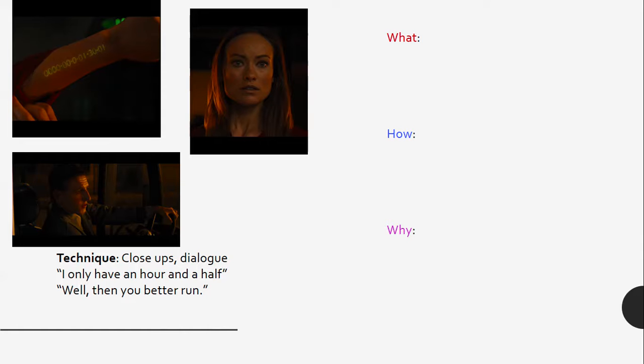So our next one is a combination of using close-ups and dialogue. Rachel's just getting on the bus, and the bus driver tells her that it's more expensive, so she can't afford it. She says, I only have an hour and a half. And he says, well, then you better run. So we have these close-ups of her clock and her face, and then the bus driver's face as he turns away. So what are we understanding from this?